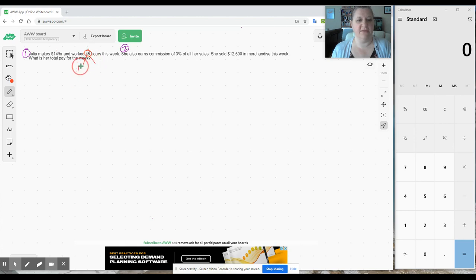So we've got regular hours, and then we've got overtime hours. Her regular hours are always going to be 40. If she's working more than 40 hours, then she's going to get paid regular time for her first 40 hours. And then everything above 40 is overtime. So she has 5 overtime hours.